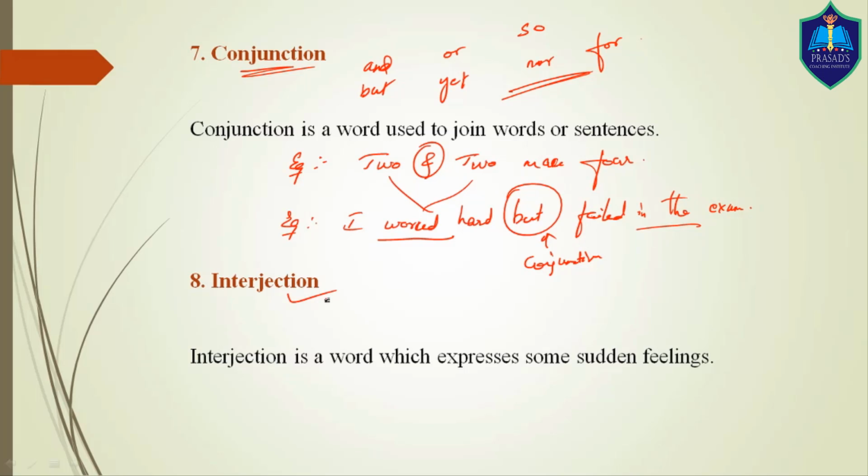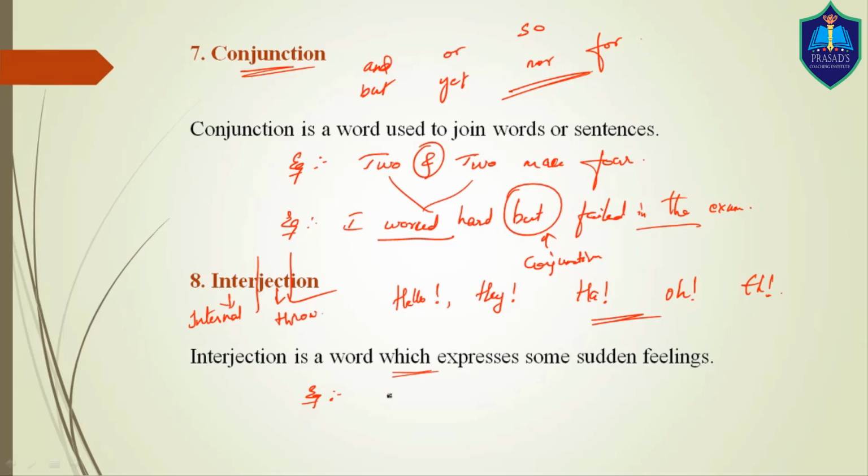And moving towards the next one, that is interjection. What is interjection? As we discussed, inter is a root word which means internal, and ject is a root word which means throw. So what is the meaning of this word? Throwing internal feeling is what we call interjection. The meaning here is that an interjection is a word which expresses some sudden feelings. So you throw your internal feelings, and that is called an interjection. For example, hello, hey, ha, ho, he. These are the examples of interjection.